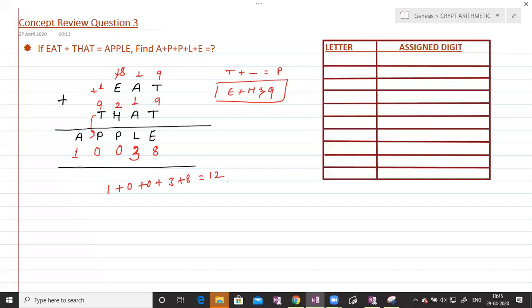12. So the crucial point here, friends, remember: A must be 1, and T should take the maximum carry, that is only 1. And E plus H can generate only a carry of 1, the maximum carry. This one, E plus H. That's why 9 becomes 10. It means 0.